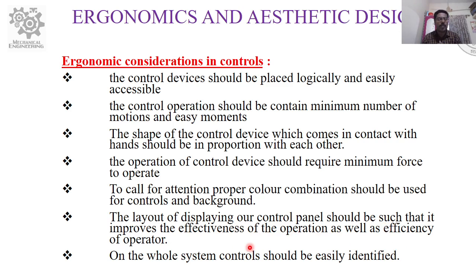Display boards and other control panels are easily operated this way. We use different colors, and the display layout should be effective, so we can easily control and identify each and every device. On the whole, the system controls should be easily identified across all fields. So these are the main considerations in controlling devices.